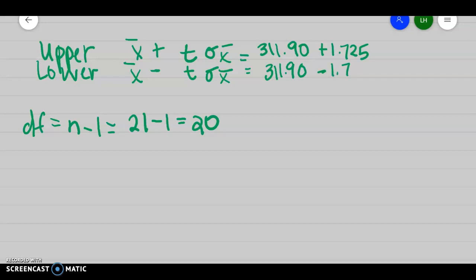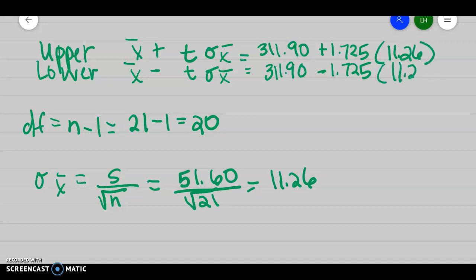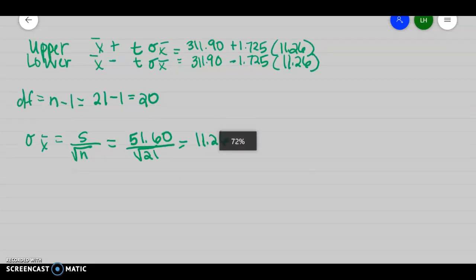So 1.725 and 1.725, and now we need to come down here and find the standard error of our mean, which is the standard deviation. We're going to use a sample since we don't have the population. It is given to you, and the square root of n is 21. So if you do that, you're going to get 11.26. So you're going to times this by 11.26 and times this by 11.26.